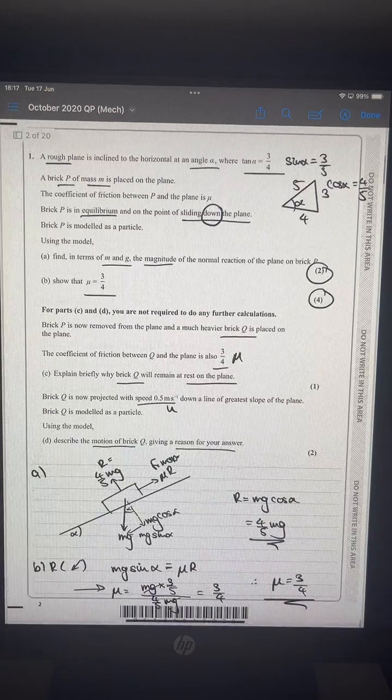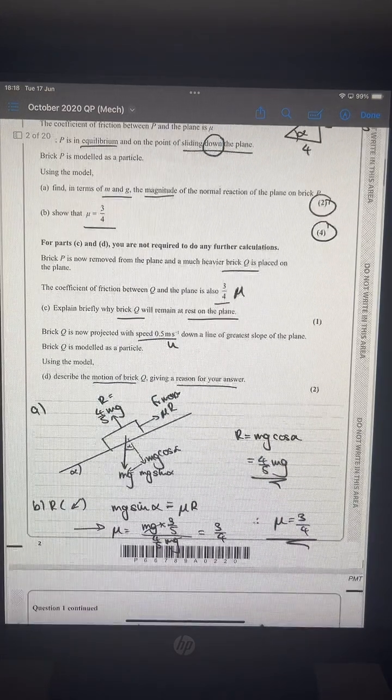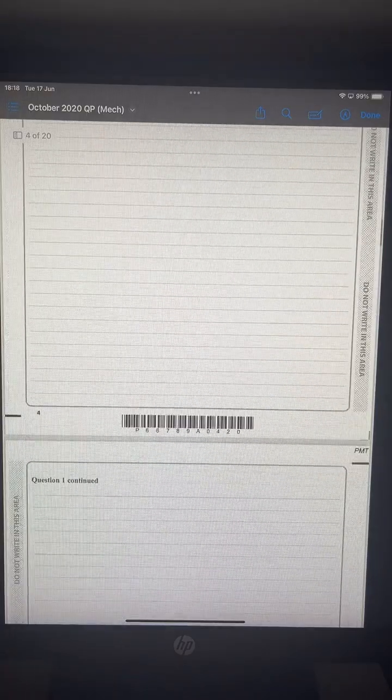All right. So that is question 1. Not a bad question. Part C and D though, I don't really enjoy, but it is what it is.